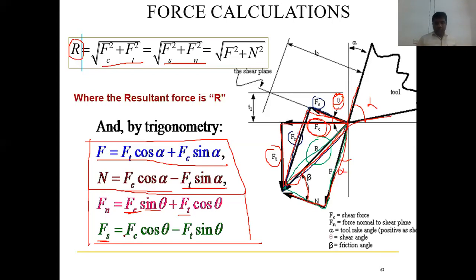Now I request all the students to please note this down in your class notes. These are important formulas for you. Derivations are not required. Please remember these formulas.